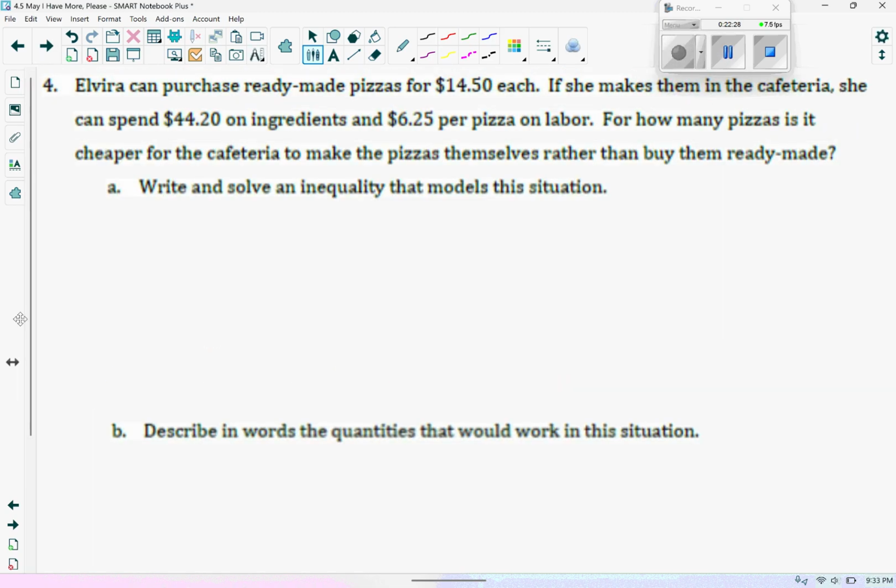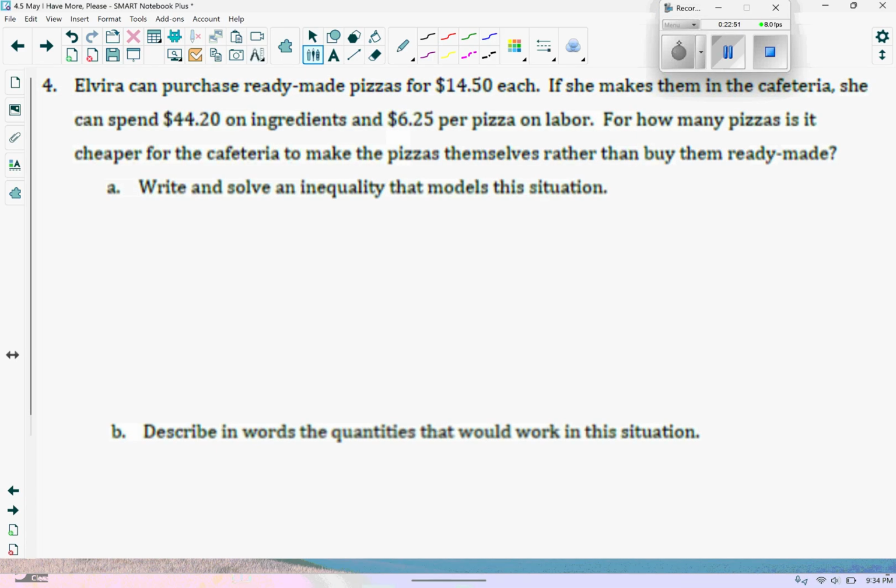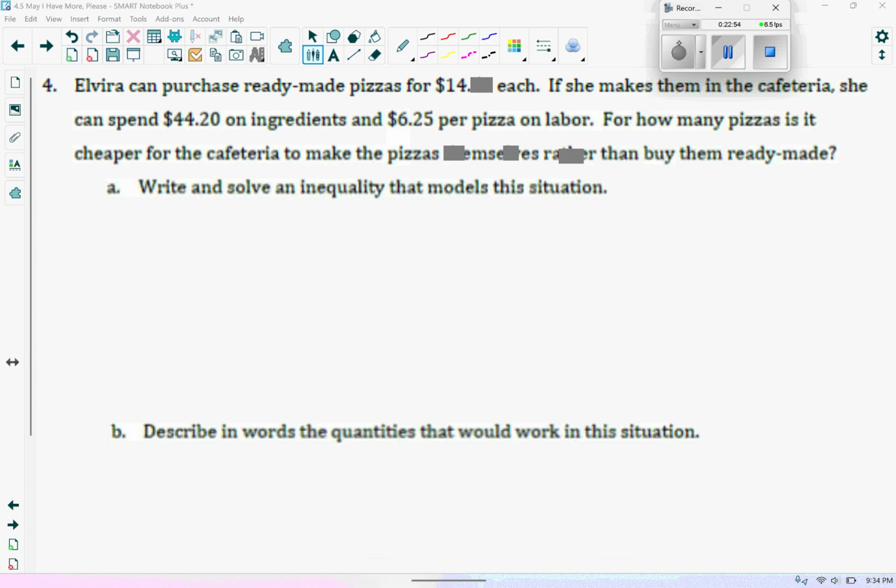All right. She purchases ready-made pizzas for $14.50 each. If she makes them in the cafeteria, she can spend $44.20 on ingredients and $6.25 per pizza on labor. For how many pizzas is it cheaper for the cafeteria to make the pizzas themselves rather than buy ready-made? All right, so X is going to represent pizzas.